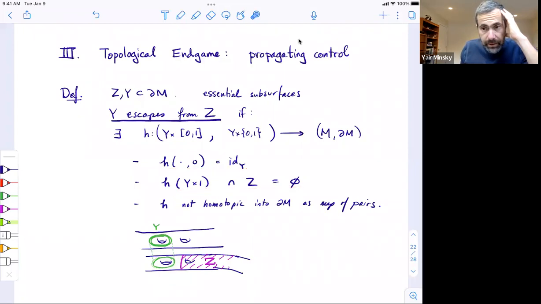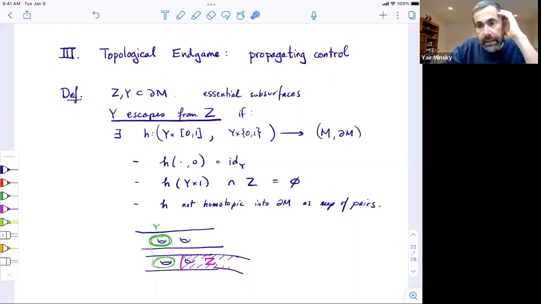That's the escaping part. And it's not trivial, it's a real cylinder. It's not homotopic into the boundaries, as a map of pairs. Then Y escapes from Z. So here's a picture. Z is this purple surface here somewhere in the manifold. Y is this green annulus. And there's an essential cylinder here which takes Y to be disjoint from Z. And so Y has managed to escape. Okay. Note that it does not help Y to be itself disjoint from Z, because you can't escape using a trivial cylinder. You really have to use a real cylinder to escape. Okay, so it's a high stakes escape.